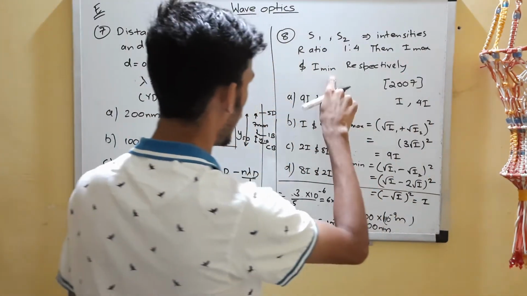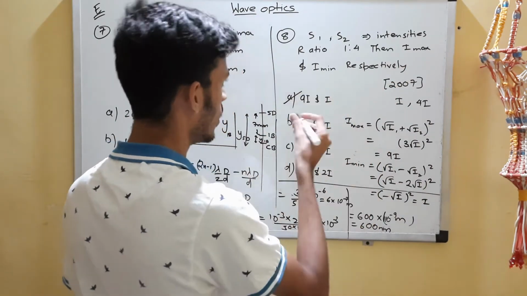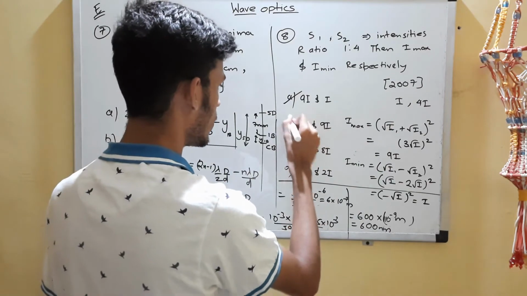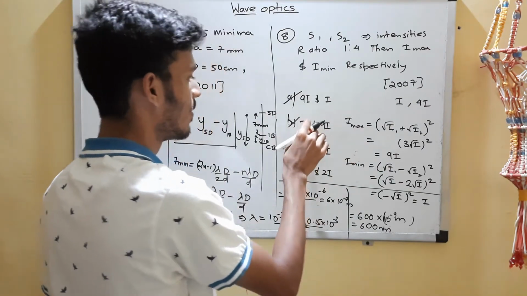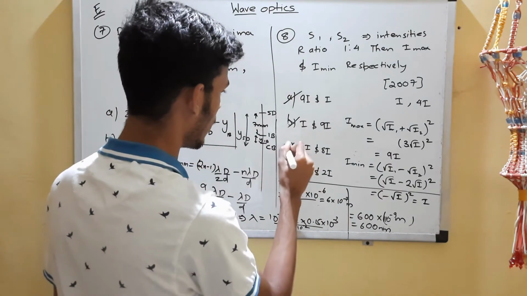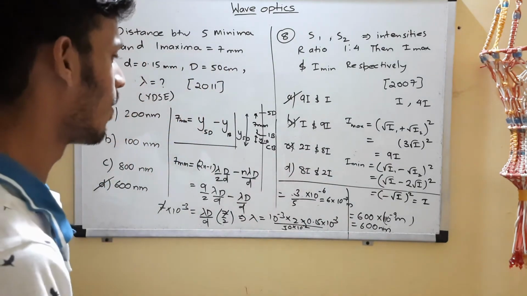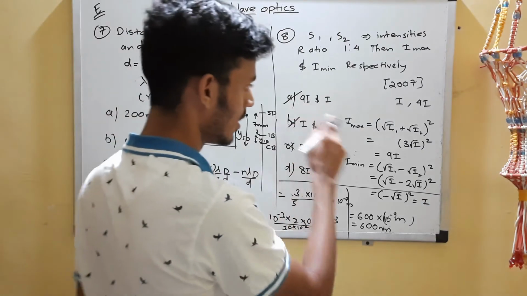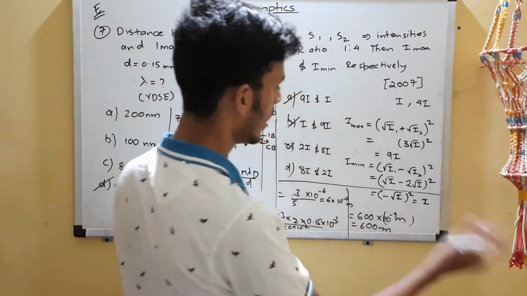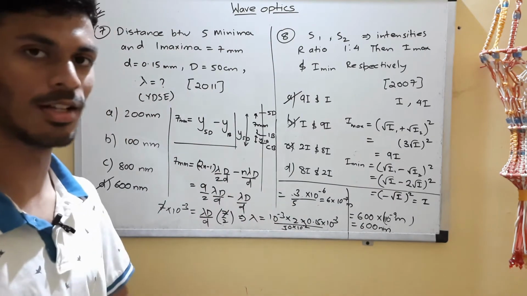So maximum and minimum respectively, 9I and I. Actually, if you see by common sense, this one is wrong because maximum cannot be less than minimum. Also, if you see this one is wrong, right? Maximum cannot be less than minimum. These are actual BITSAT options. Anyways, 9I is the maximum one and I is the minimum one. So that is our answer for question number 8.